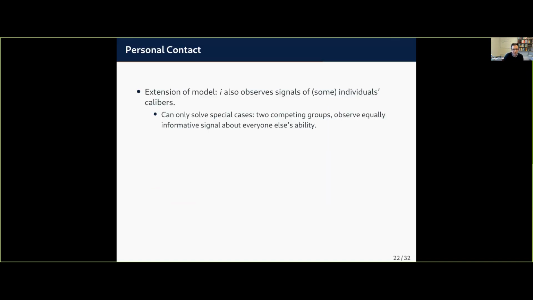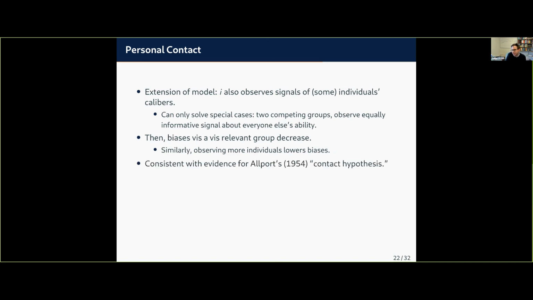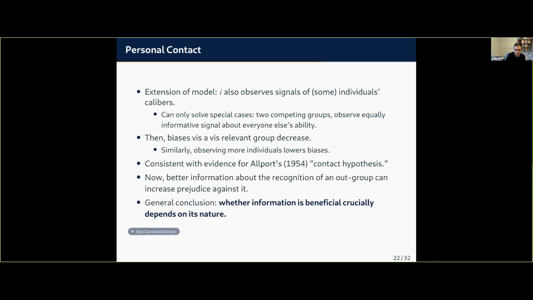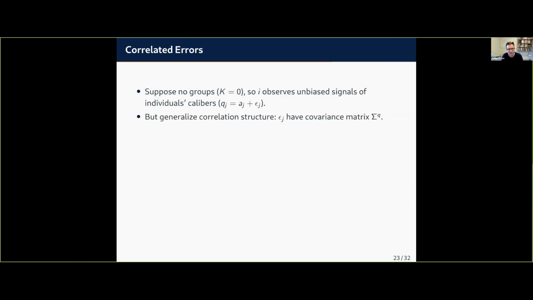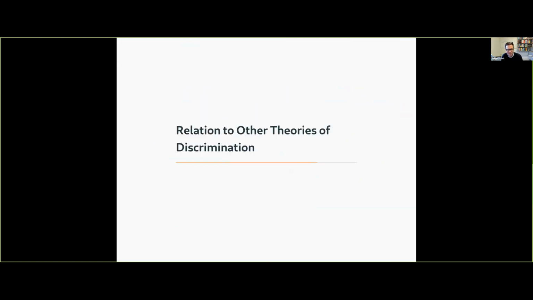Let me maybe do one extension. You could ask, what's the effect of personal contact here? So now, instead of only seeing signals which are distorted by discrimination, maybe I can see signals which are directly about ability. And this is indeed helpful. So in this model, personal contact will lower your biases against that group. And this is a hypothesis in sociology that personal contact is in general helpful. Let me not go into detail about this and just skip to the conclusion, so I'm not going over time.